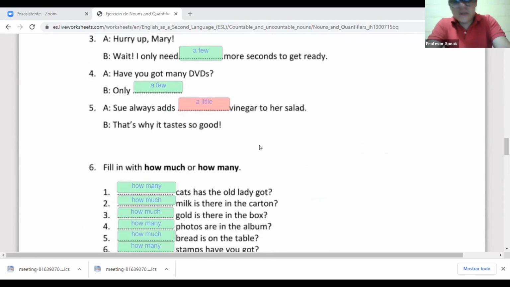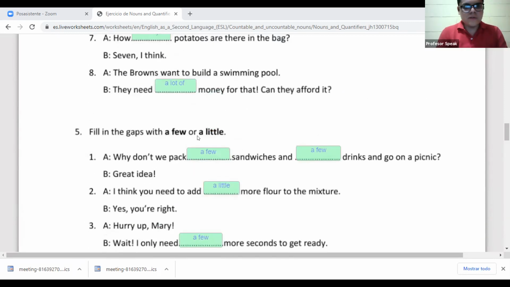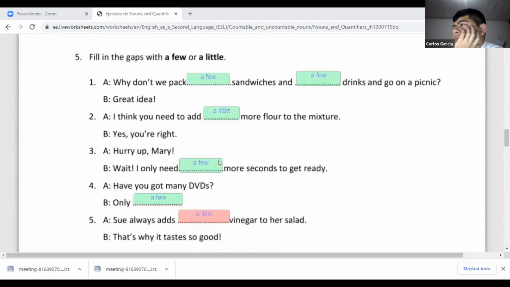So what about number 5? Argelia, number 5. She always adds much vinegar to her salad. The two options are a few or a little, right? A little or a few? No, a few is incorrect. Why? Is vinegar countable or uncountable? Uncountable. Okay.